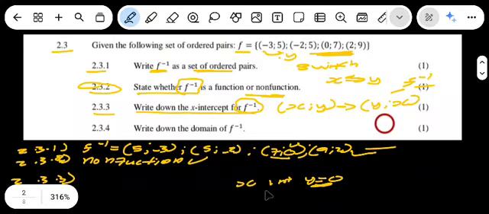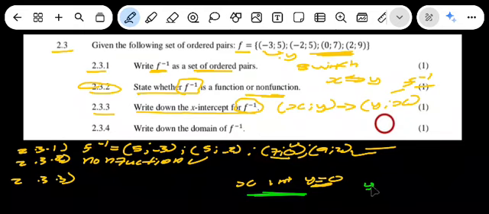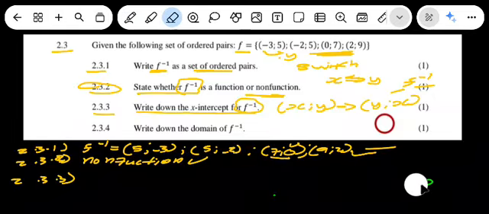Do not forget maths. Remember, at the y-intercept, x is equal to what? To 0. At the x-intercept, y is equal to 0. Do not forget those principles.